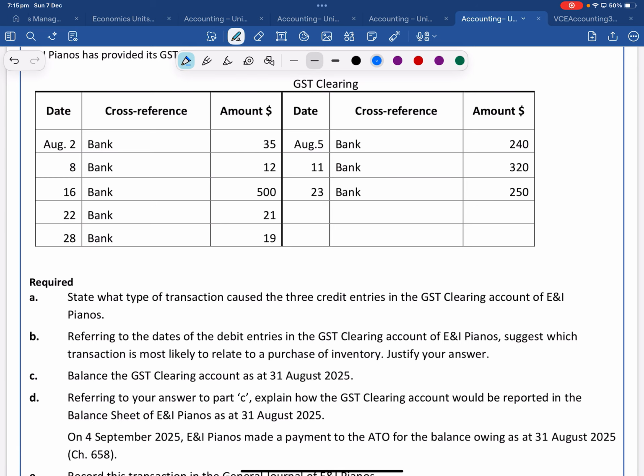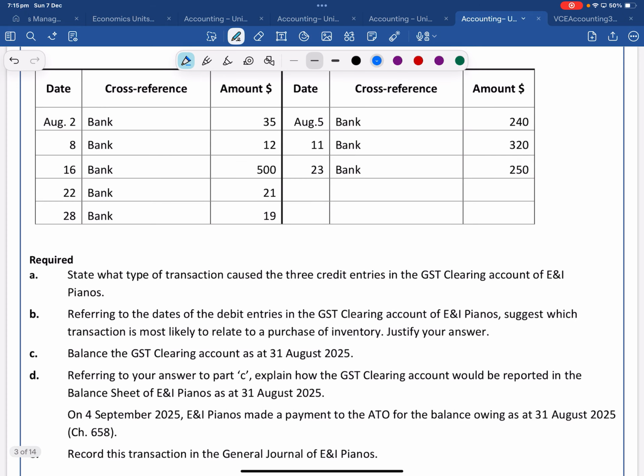16. Purchase of inventory. Yes, purchase of inventory. Which one? 16. Why is it 16? What about the other ones?